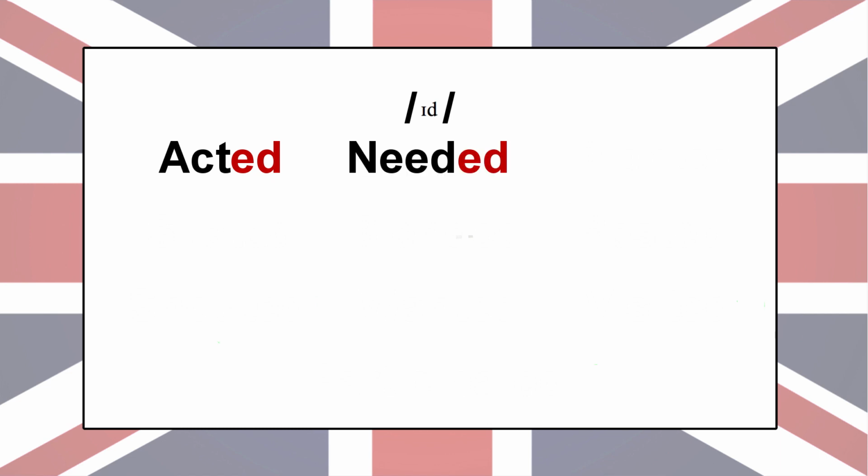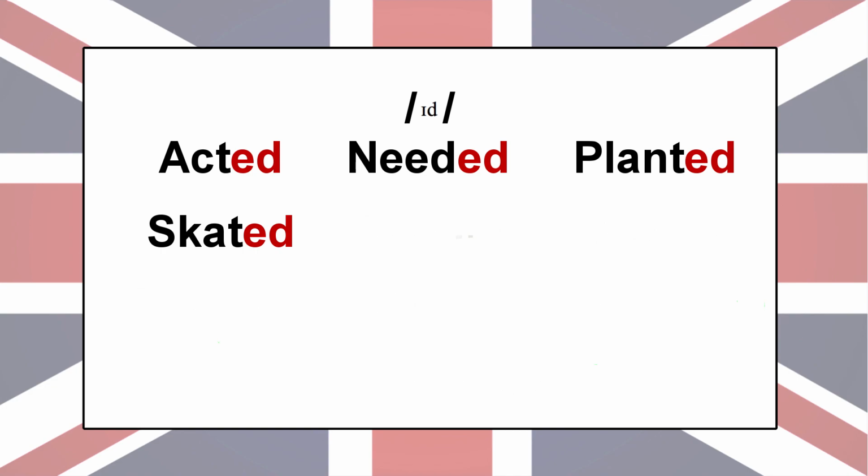And finally, we have the list of verbs where we pronounce ed as id. Number 1, acted. Number 2, needed. Number 3, planted. Number 4, skated.